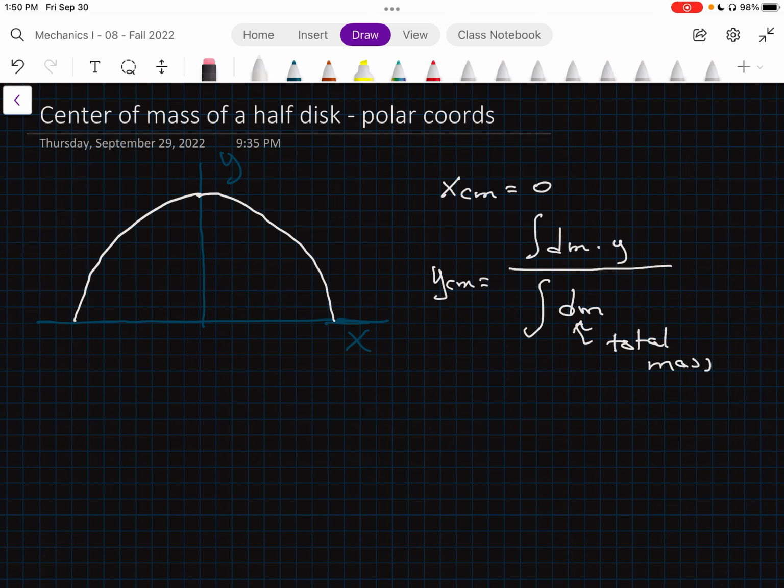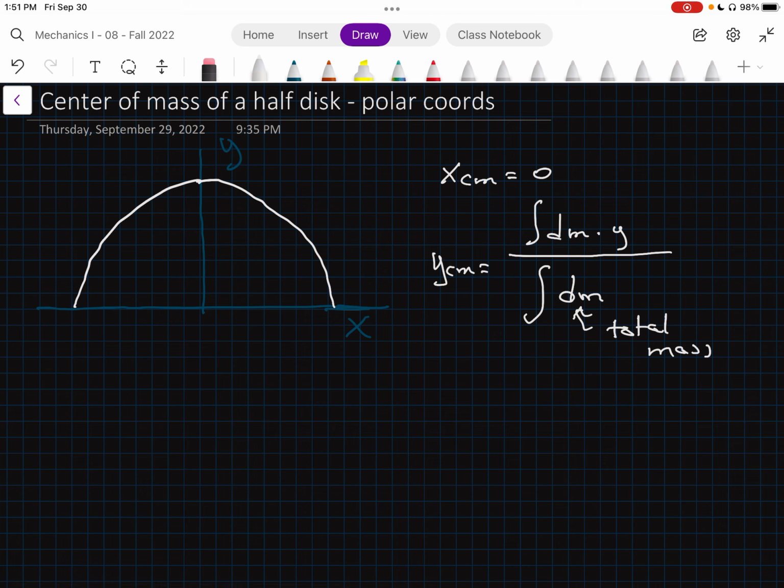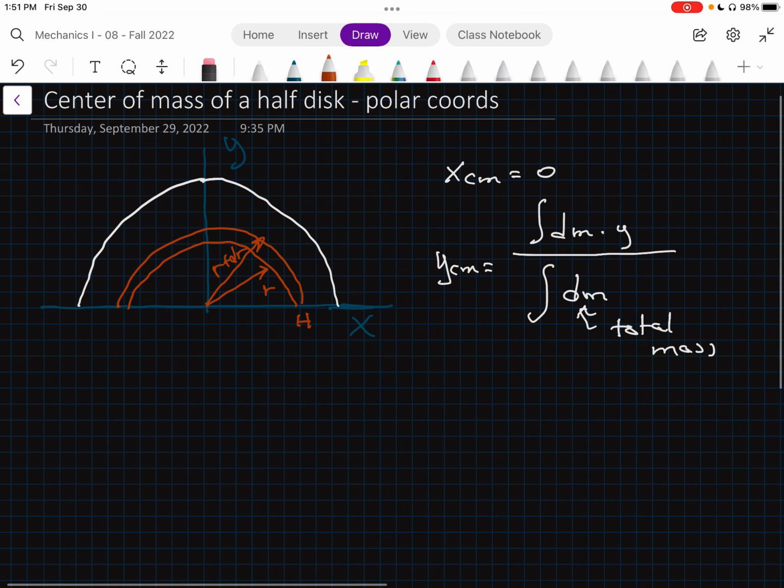Okay, so let's visualize how we might chop this up into little pieces, and think about how we could do an integration. Okay, so I'm going to think about cutting this up into basically all these concentric rings. So it might look like that, so that's like one ring, right? And in polar coordinates, this would be at a radius r, and this would be at a radius r plus dr. Okay, so the width of my ring in that direction is just dr, right? So it's r plus dr minus r.